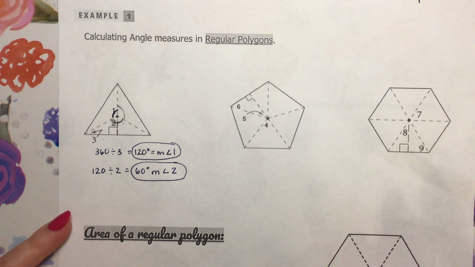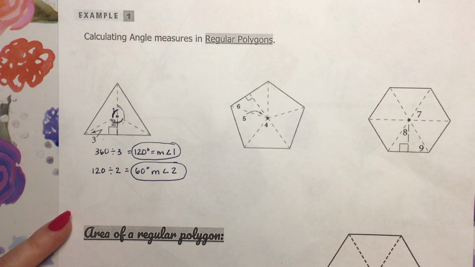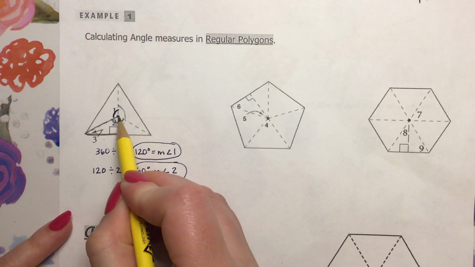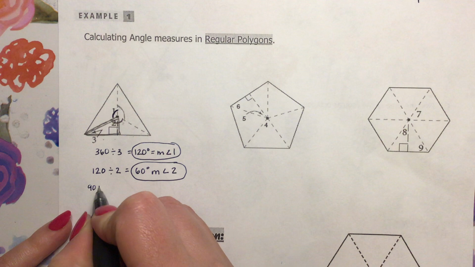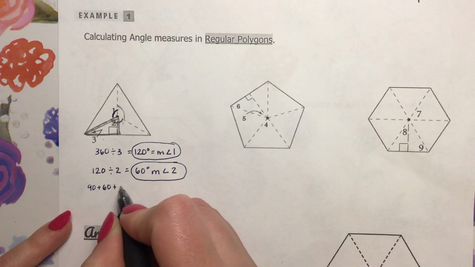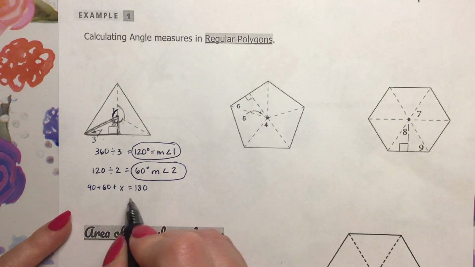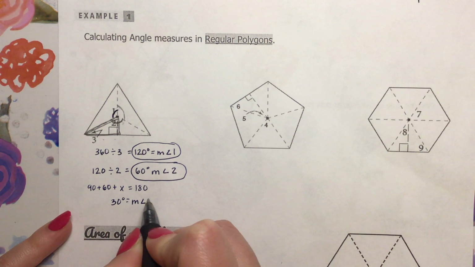Now I need to figure out what the measure of angle 3 is. Well, I can easily use the fact that the 3 angles in a triangle add to 180. So if I focus in on this triangle right here temporarily, then I've got a 90 degrees, a 60 degrees, and then what's that one going to be? So I can say 90 plus 60 plus x is equal to 180. And when I do all that, I am going to get 30 degrees is equal to the measure of angle 3.